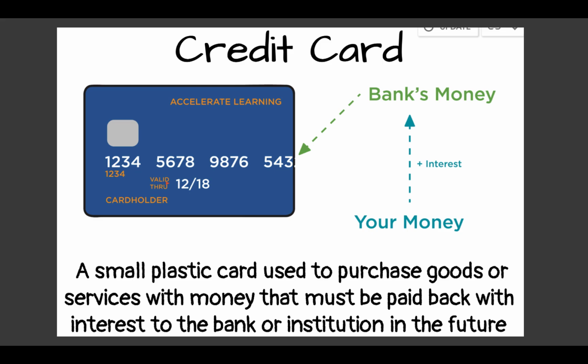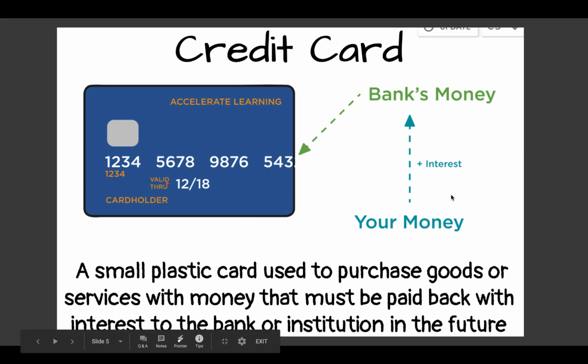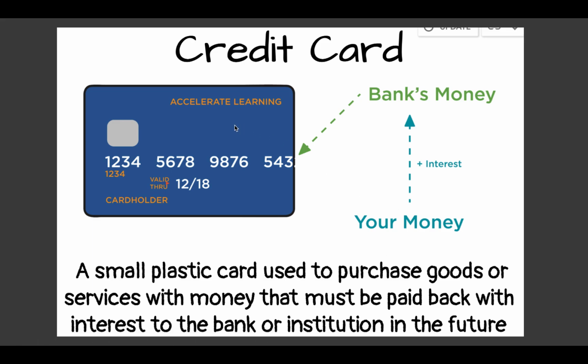must be paid back with interest to the bank or institution. So as you see, you go to the store and you give this card to the place that you're purchasing something from, and it's paid for by the bank. Whatever credit card company gave you this credit card is attached to a bank, and the bank says, yeah, we're going to pay for that purchase for you. So the money comes directly from a lender. It's kind of like a loan. And then you pay back the bank with interest.